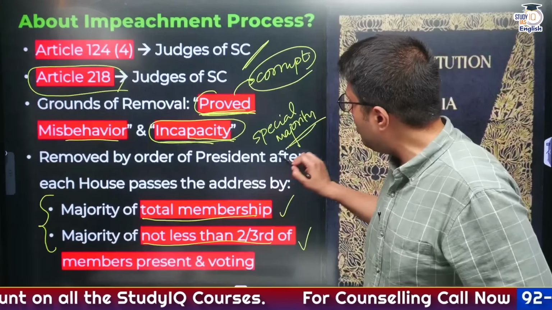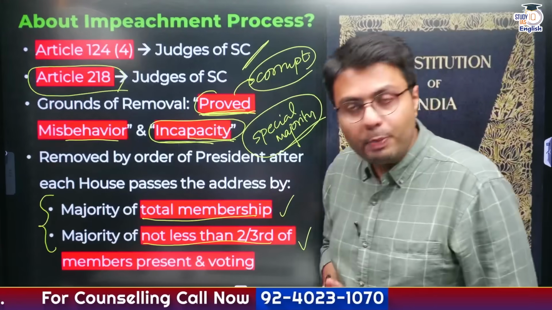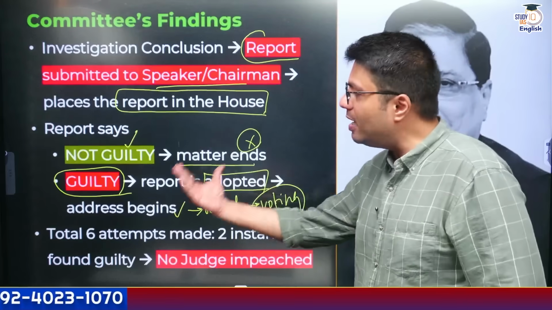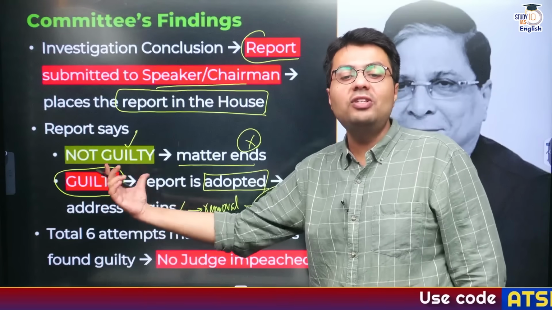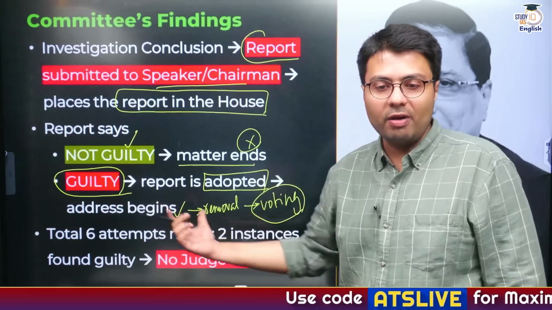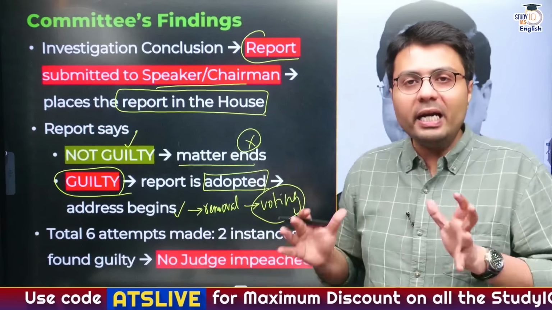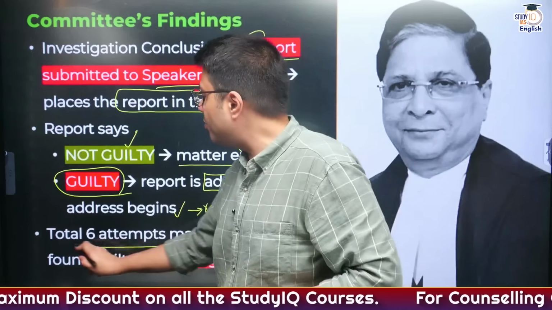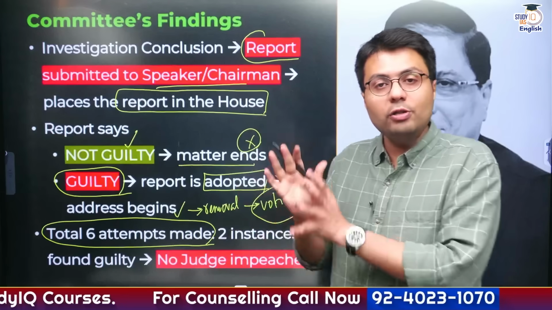I've already told you, you need to pass this resolution with a special majority in the house, right? So this voting begins only after the report of the 3-member committee highlights that the judge is guilty of the allegation, right? And in total, from the time India got independent and from the time the constitution was enacted, a total of 6 attempts have been made to remove a judge of either High Court or Supreme Court.